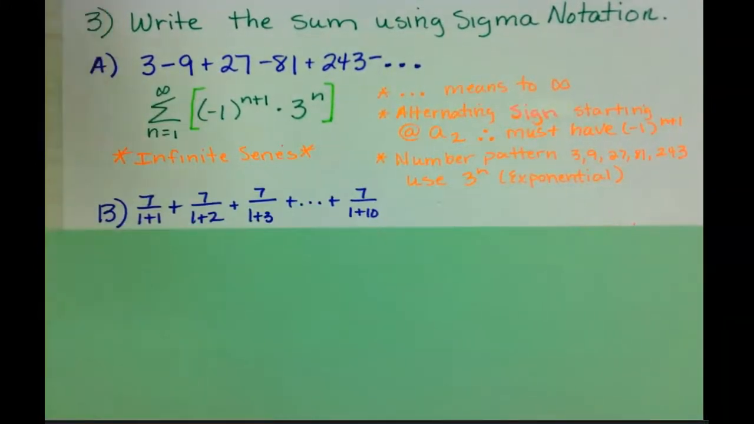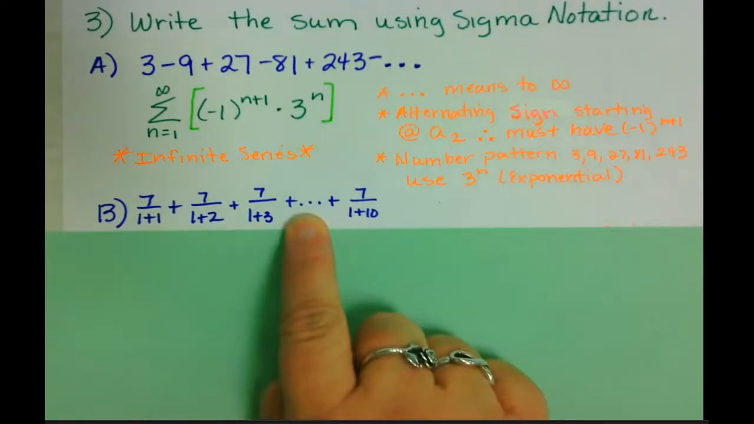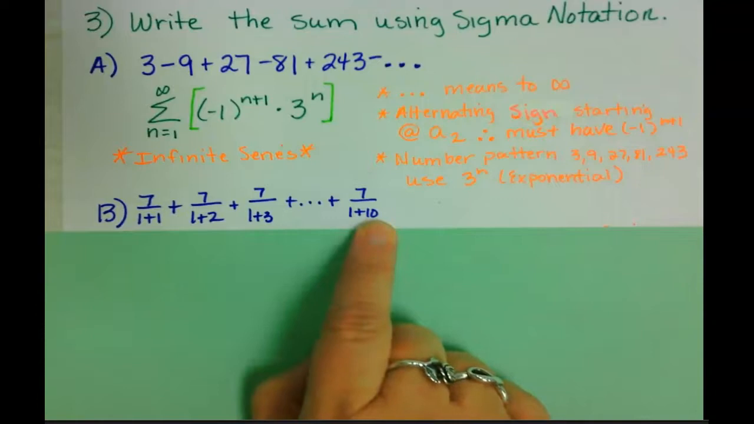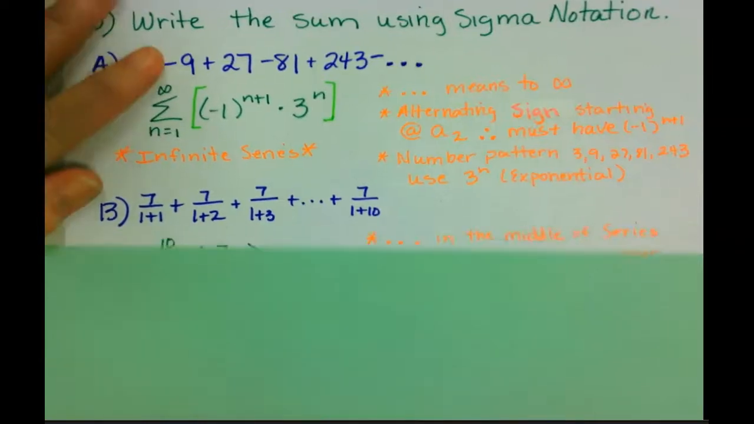So here's the last one. We have 7 over 1 plus 1 plus 7 over 1 plus 2 all the way out. Notice the ... dots are not at the end. They're in the middle. And then we stop here at 7 over 1 plus 10. So that means we have a definite ending amount in this particular series.